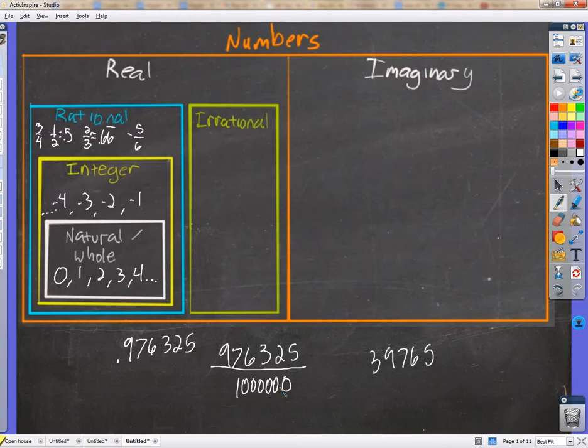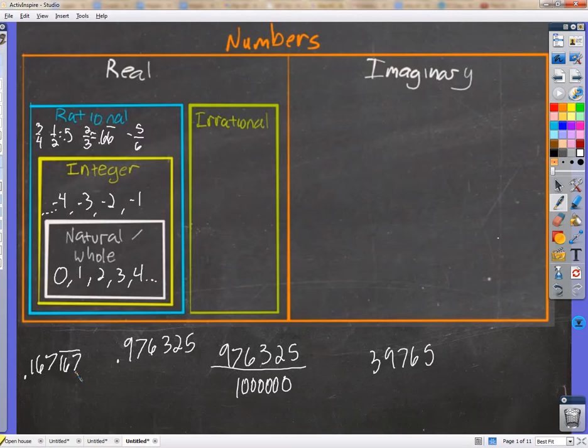Even any decimal that goes on forever but has a repeating pattern. So if this went on 167 forever, we could write that as a fraction. It takes a little longer, and we won't bother with it, but trust me that you can do it. So any decimal that goes on forever but repeats, we can write as a rational number. But there are numbers that you cannot.